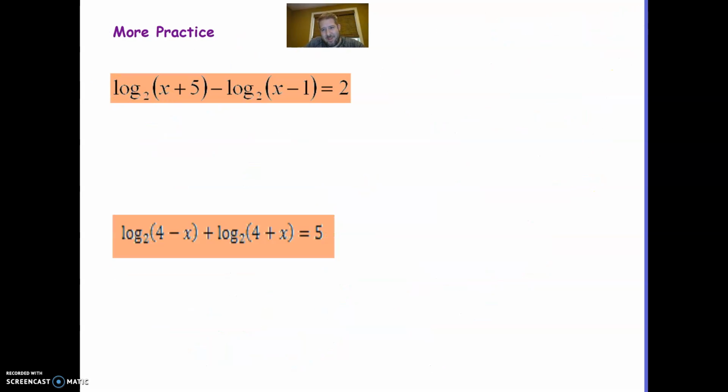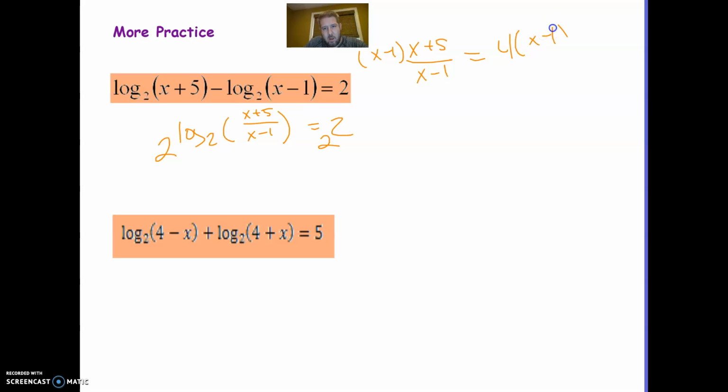All right, moving to the next one. I need to collapse this down. This is a perfect example of what we started with, and this will be our last two. I got just enough time. Collapse this down by subtraction. So this is log base 2 of x plus 5, quotient property, over x minus 1. Then exponentiate to the power of 2. This cancels out, and you're left with x plus 5 over x minus 1 equals 4. Multiply both sides by x minus 1 because that'll cancel this out.